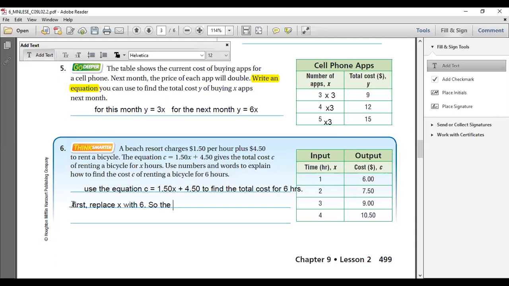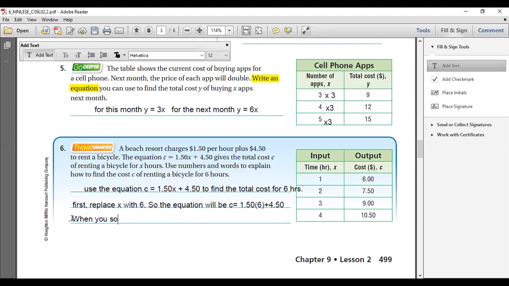The equation will be C equals 1.50 multiplied by 6. Now you can use the multiplication sign, but if I use the multiplication sign here, you will get confused with x. So instead of multiplication, if anything is inside the brackets it means multiply. So you can also write it this way: 1.50 inside the bracket, 6, plus 4.50. So we need to solve it.